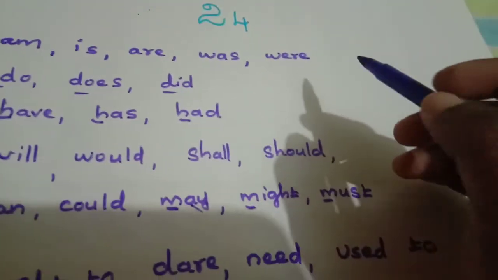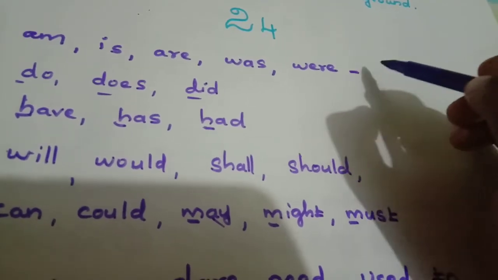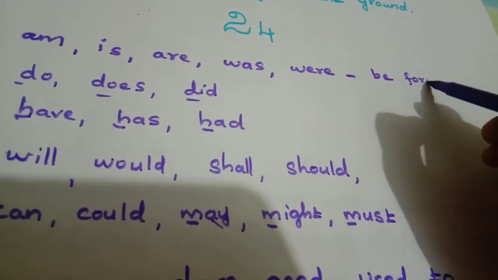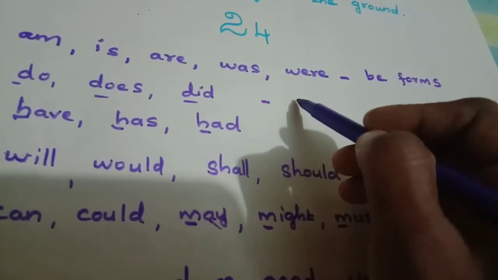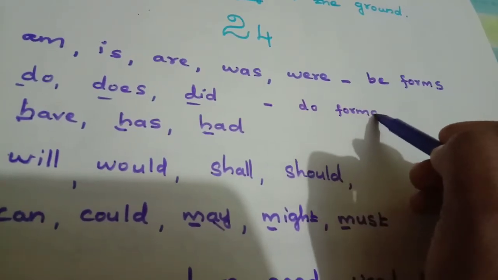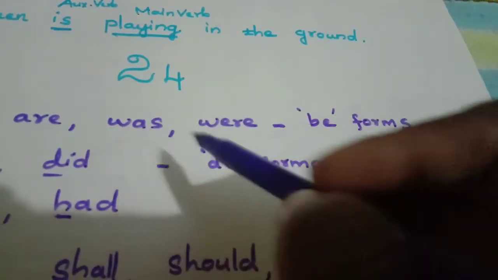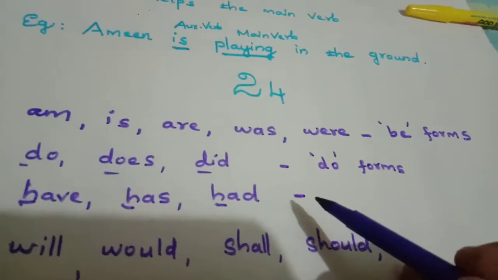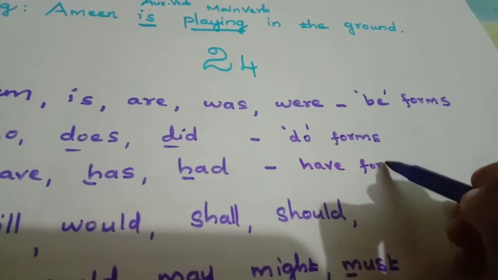And this is not needed, but just for information I am giving this. This one, no need to study. Am, is, are, was, were: these are be forms of the verb. Do, does, did: they are do forms of the verb. Then have, has, had: they are have forms.